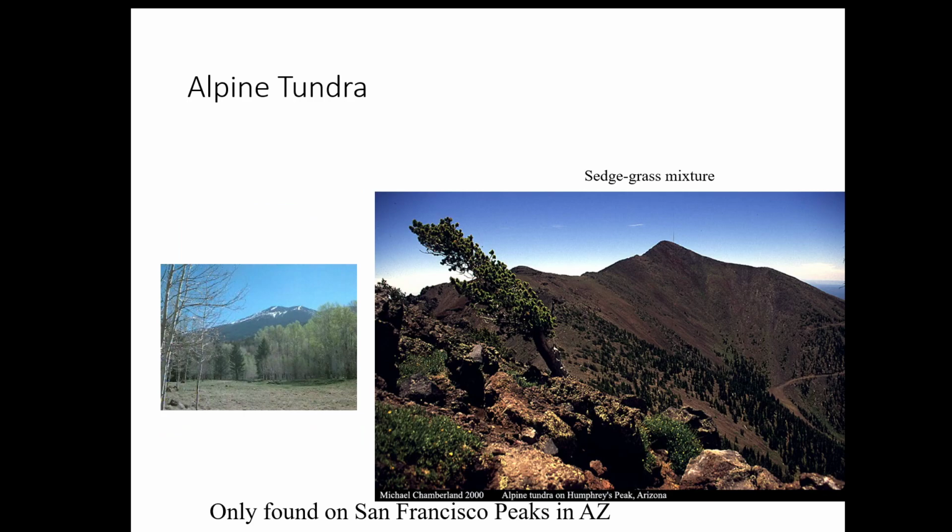And then above timberline, we only have one area in Arizona that's above timberline. You may have heard that expression before, above tree line. And that's on San Francisco Peaks. And it is what we call a sedge, which is a grass-like plant, but it's not a grass, with wildflowers, and it's somewhat similar to the Arctic tundra, but not quite as diverse.